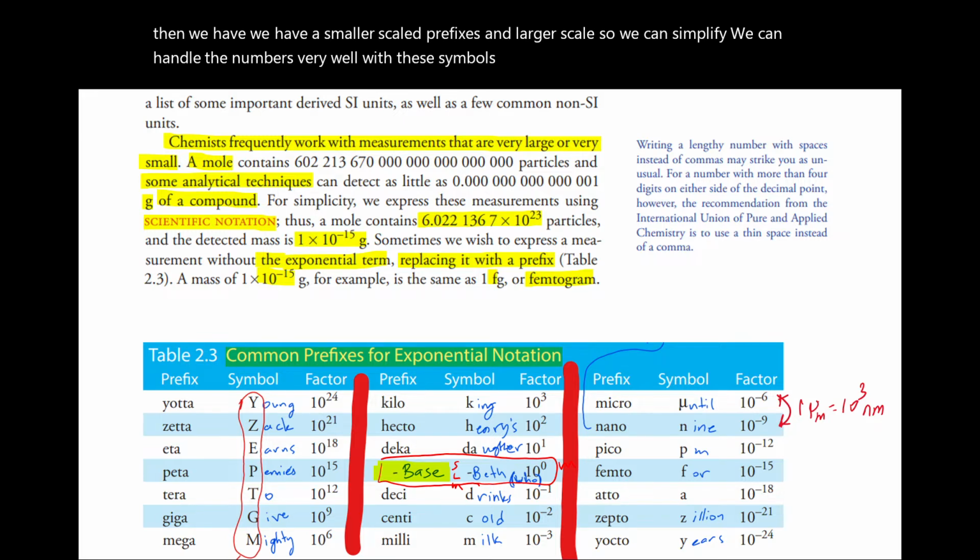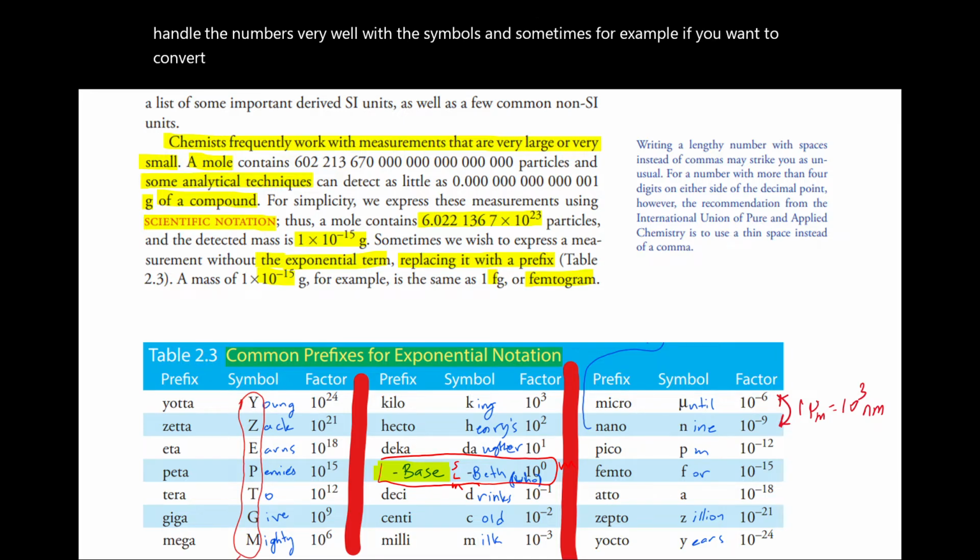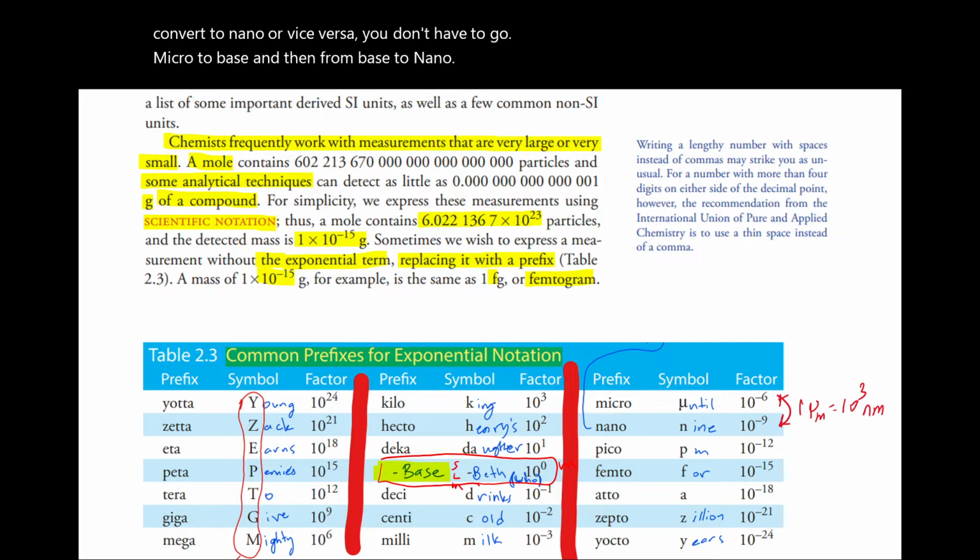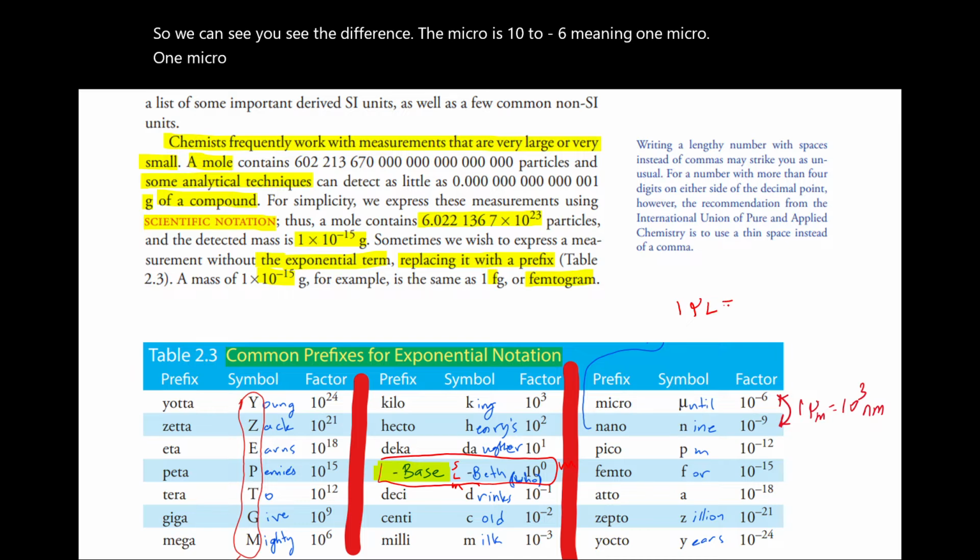And sometimes, for example, if you want to convert micro to nano or vice versa, you don't have to go from micro to base and then from base to nano. So we can see the difference. The micro is 10 to negative 6, meaning 1 microliter equals 10 to negative 6 liters. If you split a liter into a million pieces, each piece is called micro.